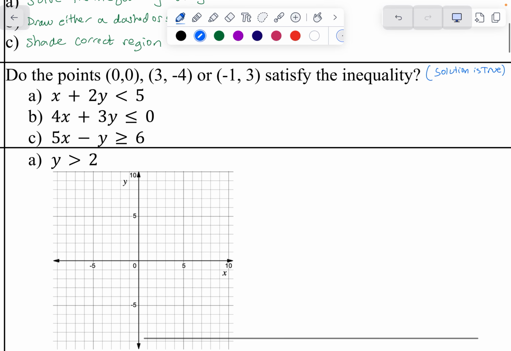So let's check 0, 0 in all of them. To check 0, 0, all we're going to do is replace x and y with 0. So we get 0 plus 0 is less than 5. Is 0 plus 0 less than 5? Yeah, it's just 0 is less than 5. So that's true. So it's a yes. So 0, 0 works for the first one. Okay? It makes a true statement when we plug it in.